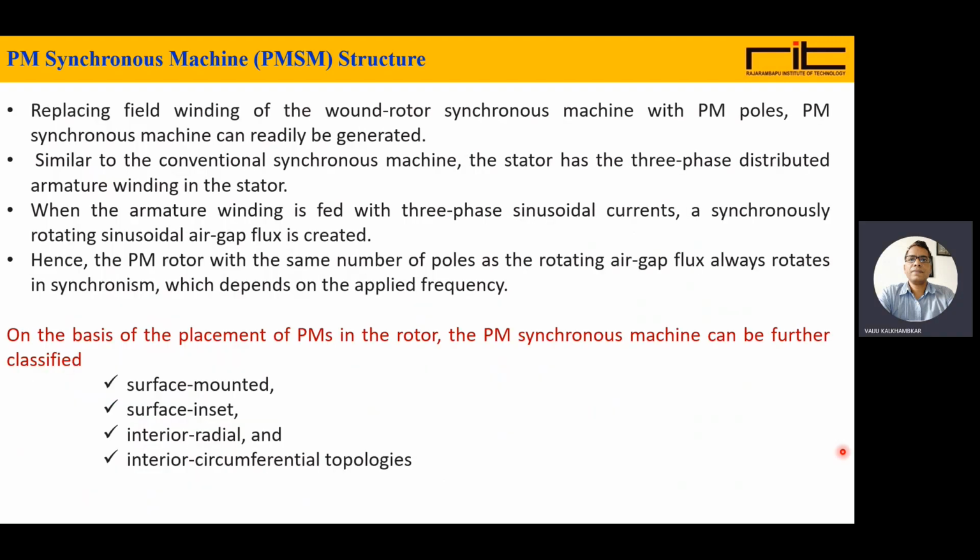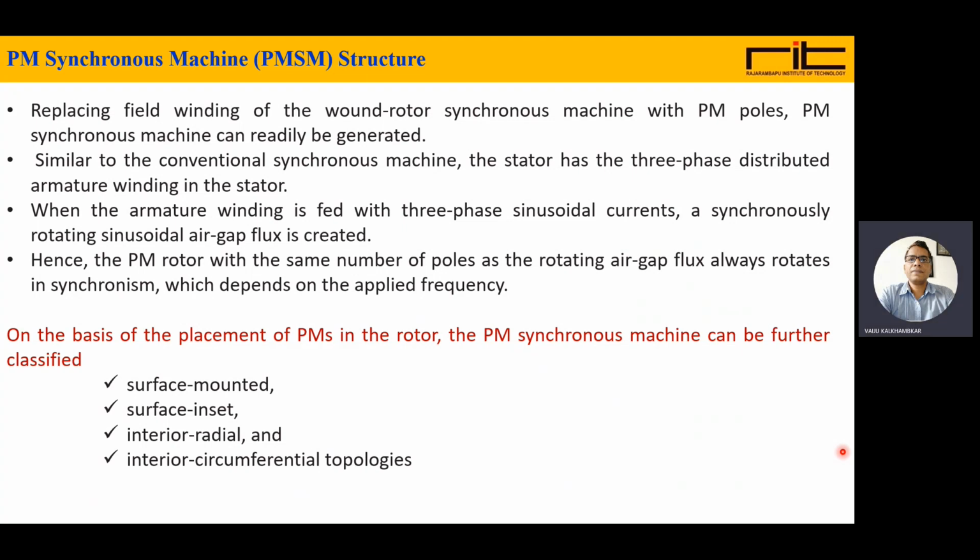Now we will see the permanent magnet synchronous machine structure. Now replacing the field winding of the wound rotor synchronous machine with permanent magnet poles, permanent magnet synchronous machine is generated. Similar to the conventional synchronous machine, the stator has three-phase distributed armature winding in the stator. The armature winding is fed with three-phase sinusoidal supply, that is current. Then a synchronously rotating sinusoidal air gap flux is created.